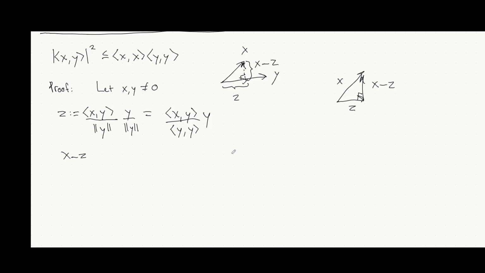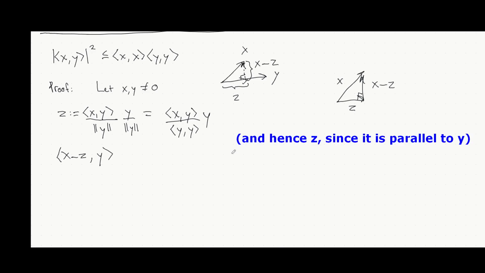So first we need to show that x minus z is indeed orthogonal to y, and that means the inner product is 0, and that's by definition. So think of the dot product. If two vectors are orthogonal, then the dot product is 0 because cosine of the angle between them is 90 degrees, so you get 0.